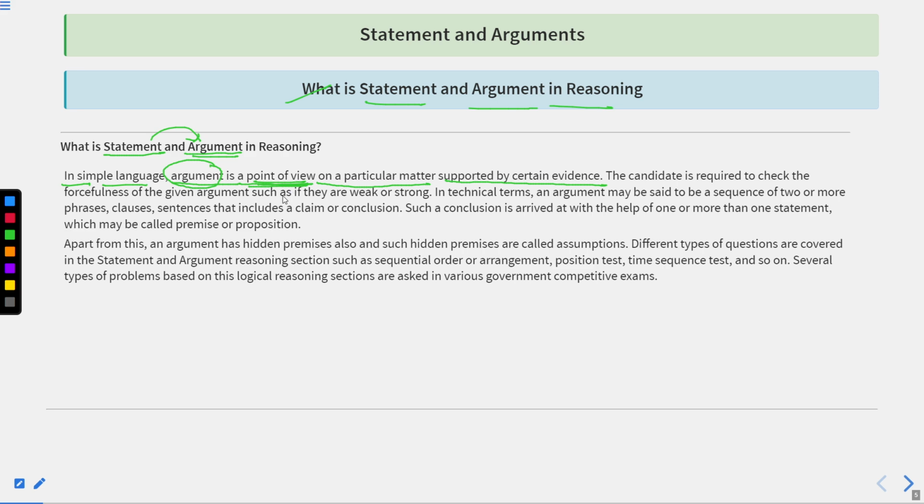So this argument may be correct for somebody, may not be correct for somebody, but still it is a point of view. It can be given by any person. That point of view can be a weak point of view, can be a strong point of view on a particular matter. Okay? On a particular matter. For example, I'll give you an example for a better understanding.